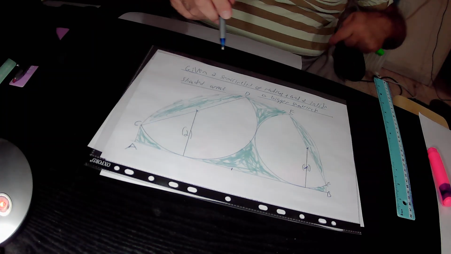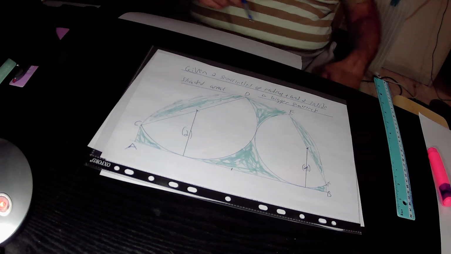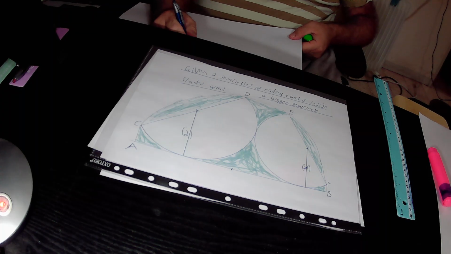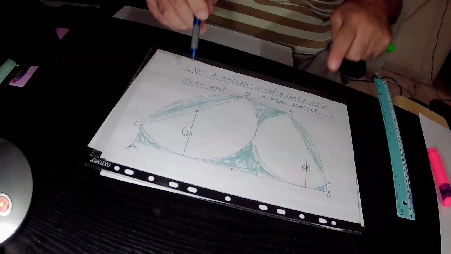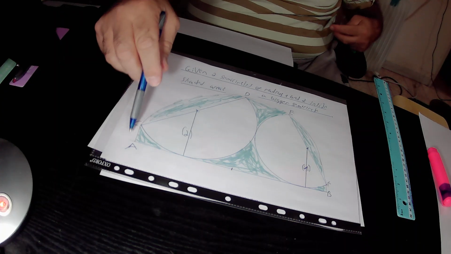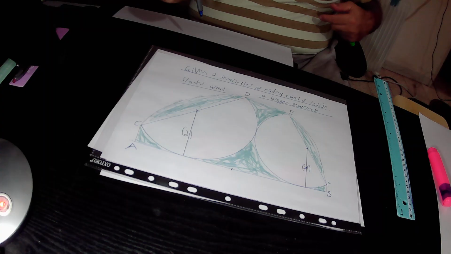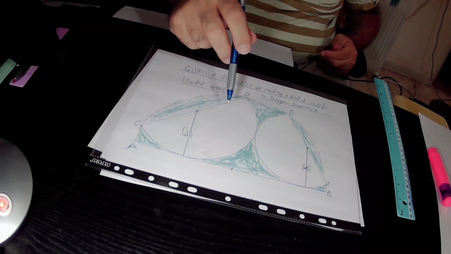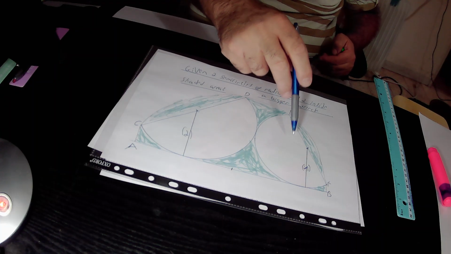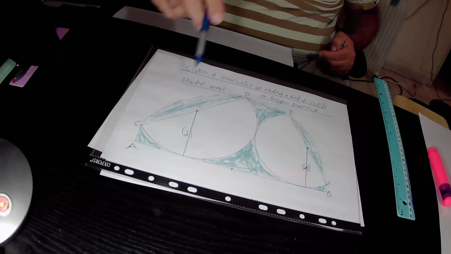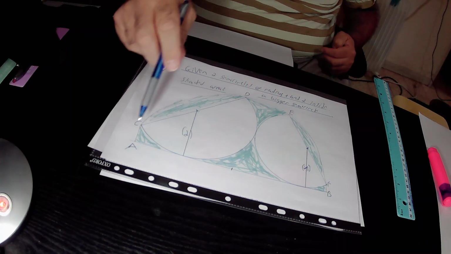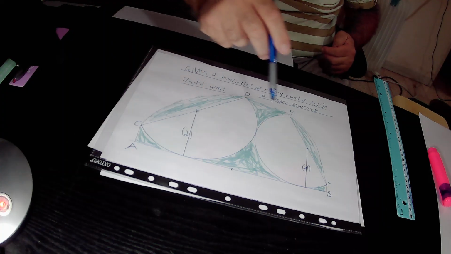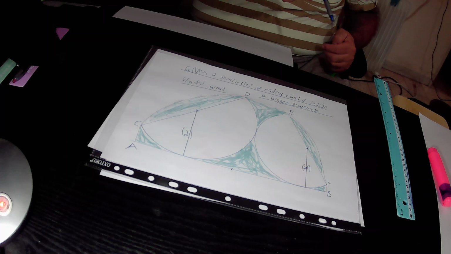Our task is to find out the size of this shaded area. So, what is the size of this shaded area? From the drawing, we can see that the size of this shaded area in total equals the area of this biggest semicircle minus the area of this right semicircle minus the area of this left semicircle.